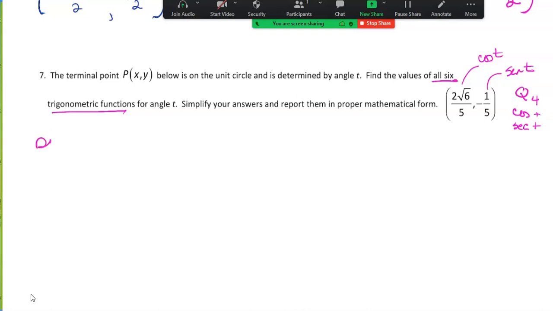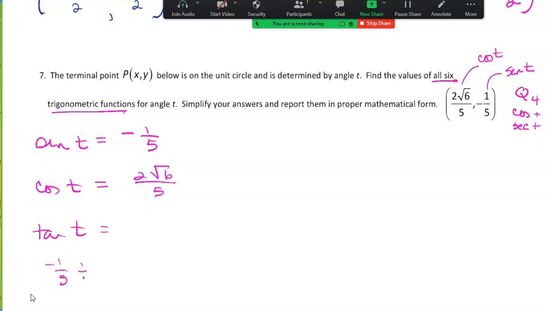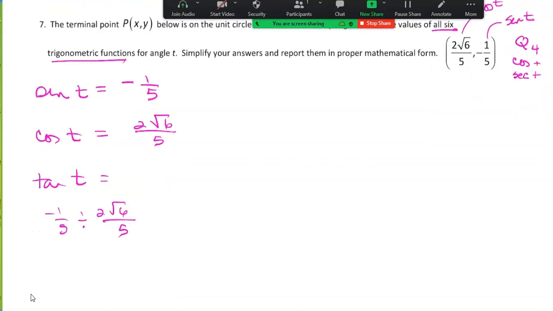Okay, let's set this up. Sine of t is just the second value. Don't forget the plus and minus feature of it. Cosine of t they gave you also. All you're doing is copying it across. Okay, tan of t. Now when we do tan, we know that tan is sine divided by cosine, which is sine times the reciprocal of cosine.